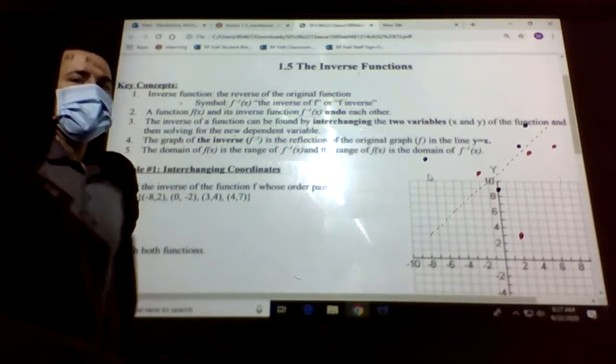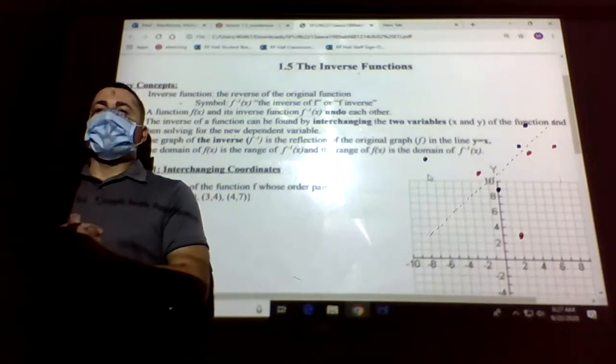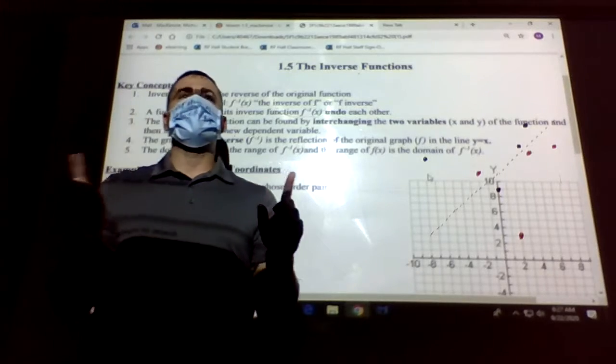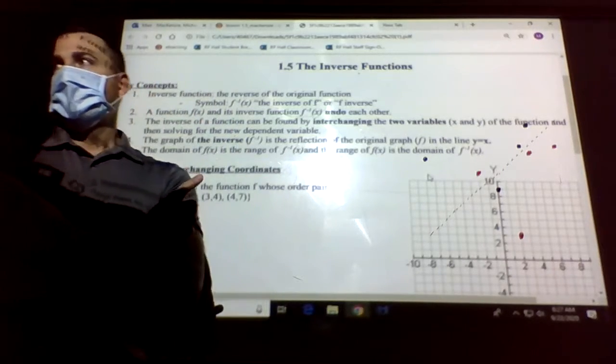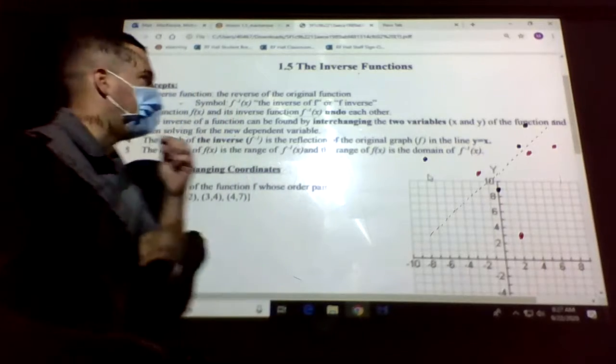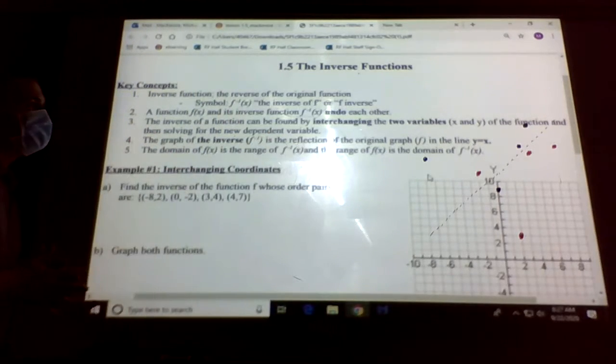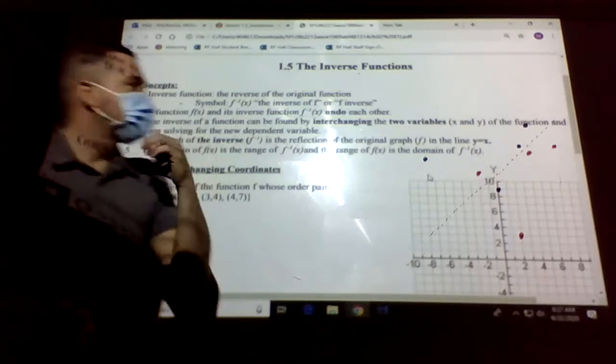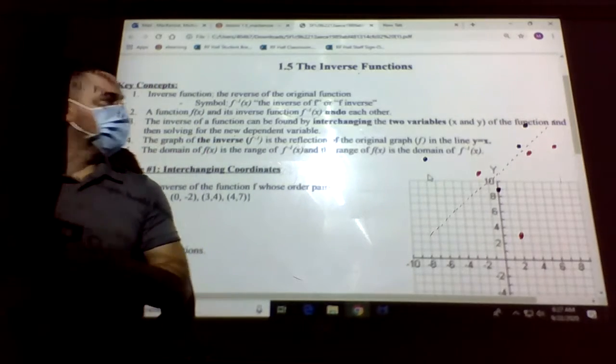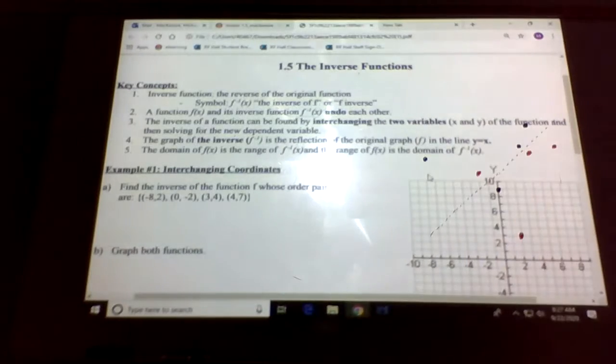To find the inverse in an equation, what we do is we take the y and x and we reverse them, or switch them, and then we isolate for the y value, or solve for the new dependent variable. Okay? The graph of the inverse is a reflection of the original graph over the line y equals x.